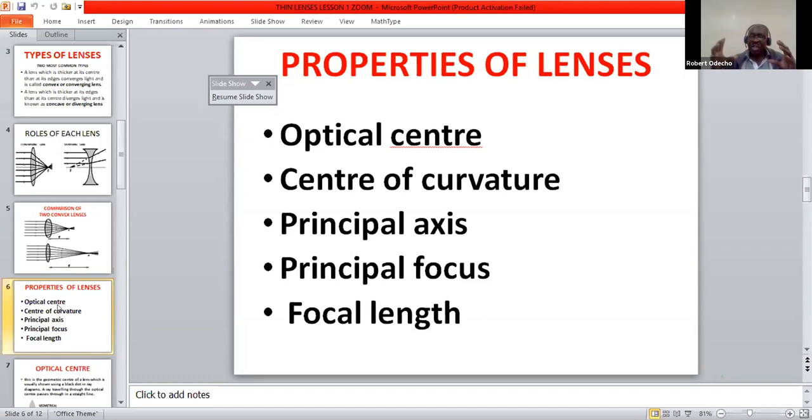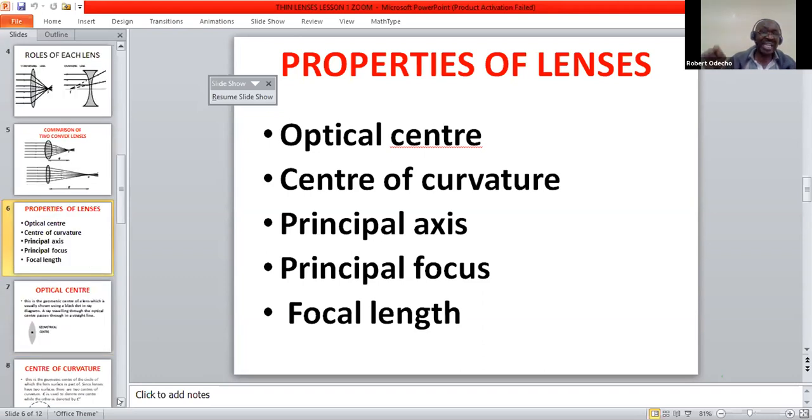So we are moving with a picture in mind. And now let us face properties of lenses. I'm going to dwell on optical center, center of curvature, principal focus, principal axis, and focal length. So we want to look at one at a time, still giving more meaning to the lens.